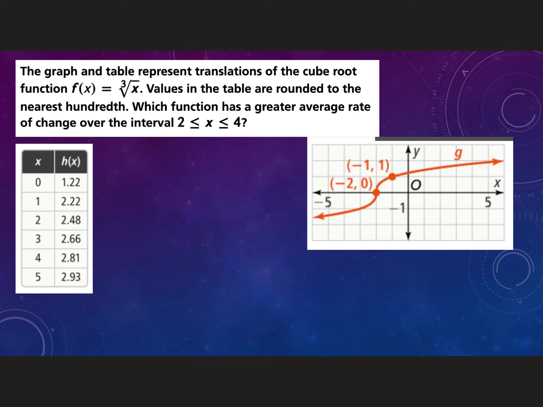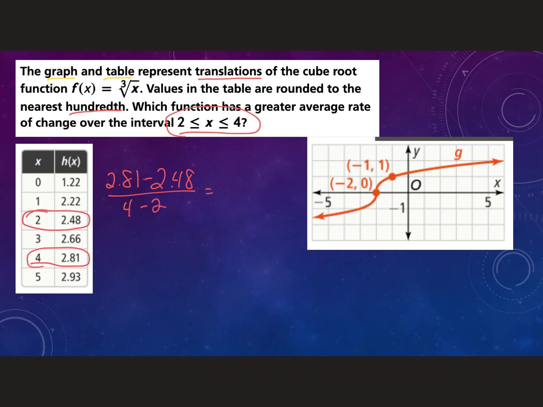Well, let's look at this last one. Now we have a graph and a table, and the graph and table both represent translations of the cube root function. The values in the table are rounded to the nearest hundredth, that's 2 decimal places. Which function has a greater average rate of change over the interval 2 to 4? For my table, it's very easy. I've got my values right here. I'm going to do 2.81 minus 2.48 over 4 minus 2.